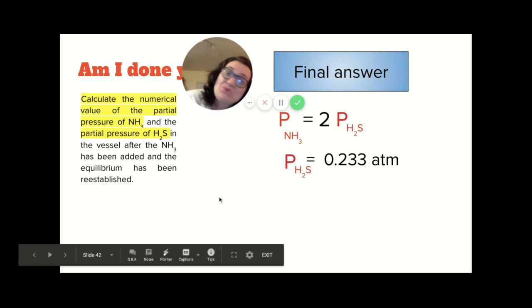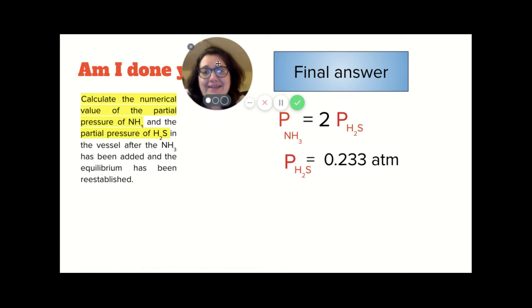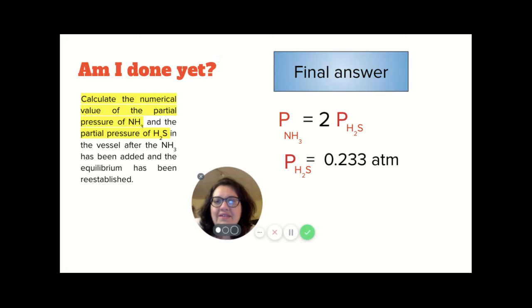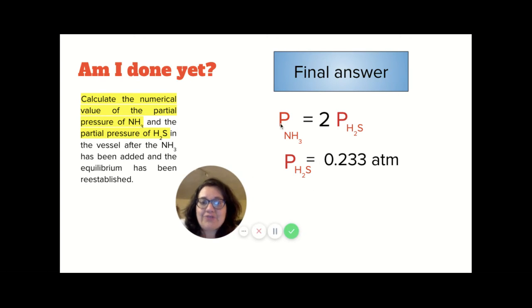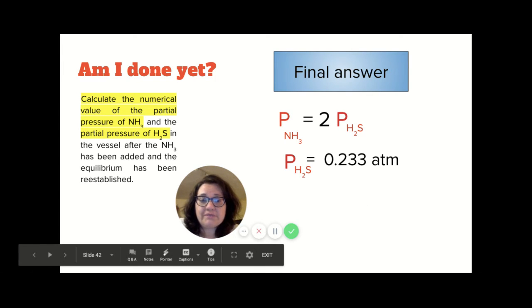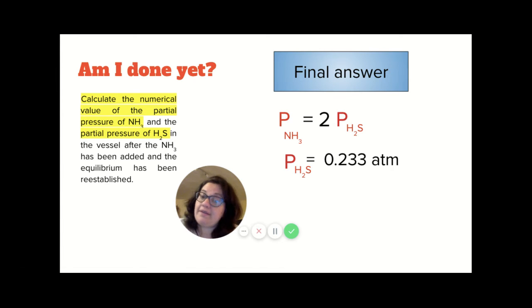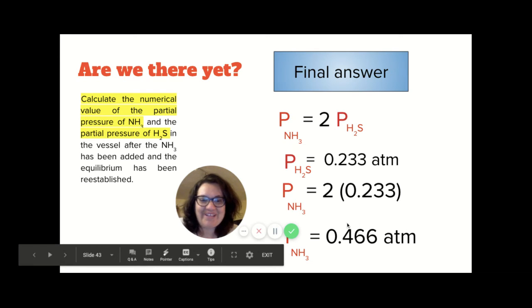Okay, so do I have the final answer? Am I done yet? So I calculated the numerical value of, not both of them. I've calculated for H2S. I still need to find it for NH3, but I know that for NH3, it's just twice the partial pressure for H2S. So all I have to do is a tiny bit of math, and I have my answer. Do your own math. Check. So I just multiply, and I end up with a partial pressure of 0.466. So these two are my answers.